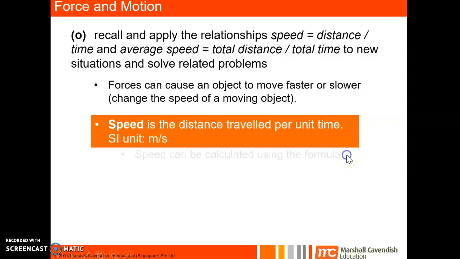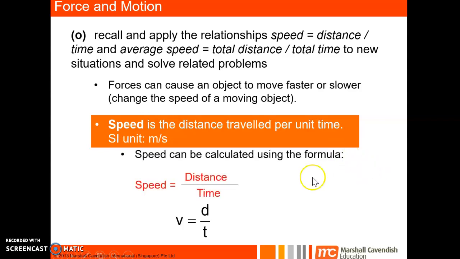So pay attention to the units given in the question. Other than that, speed can be calculated using this formula. Do take note that in physics, instead of using S, we use v for speed, and v equals d over t. Take note that the d, t, and v are all in small letters. Some of you might also be familiar with changing this into a triangle formula, which helps you calculate distance, which is equal to speed times time, whereas time is equal to distance divided by speed. So learn how to manipulate this formula.